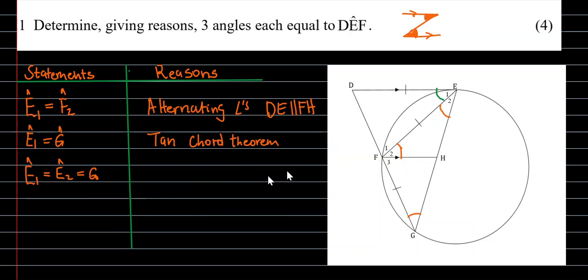So the reason would be that if I have angles that are equal, that are opposite also, I know it's because they have equal sides. Then you'll be done with this question. Then you can move on to the next one, because you've determined the three angles that are equal to DEF, right? Let's move on to the next question.